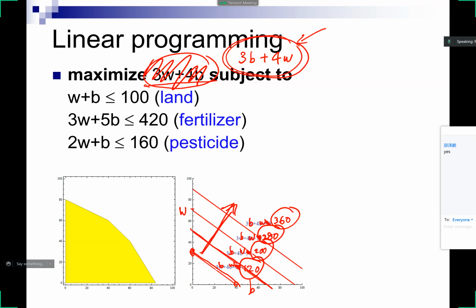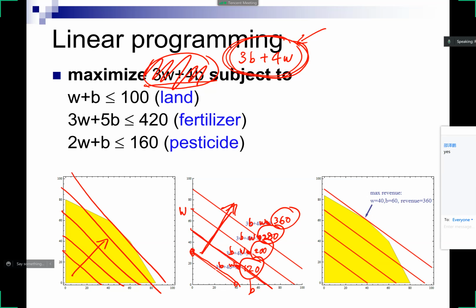And so what that means is, since we're trying to find the maximum possible value for 3b plus 4w, within this feasible region you want to move as far as possible in this upwards, rightwards direction. However, you need to stay within the yellow region. Because if you take this line, this is going to have a very large value for 3b plus 4w, let's say like 600 here. However, all of the points on this line are not feasible because they're not within this yellow region.